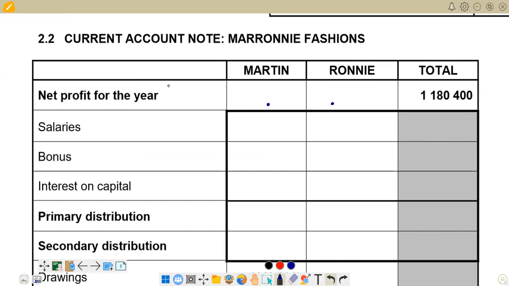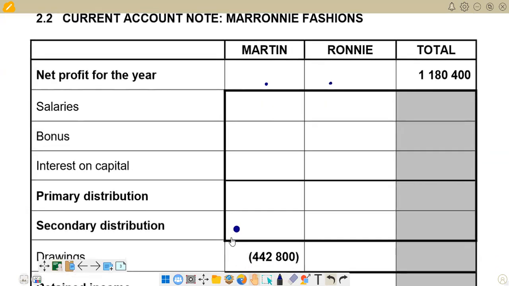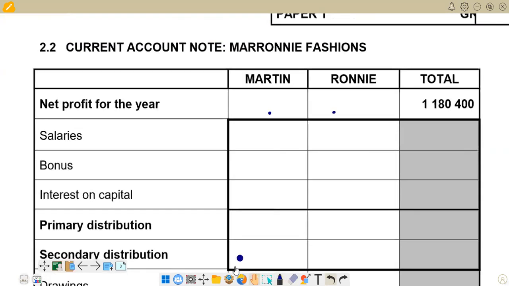Remember, the net profit for the year is also equal to primary distribution plus secondary distribution. Then you get your net profit for the year. So we are going to leave that one, and then we go to the part of salaries. We can go back to the question and find out what explanation we have in terms of salaries.